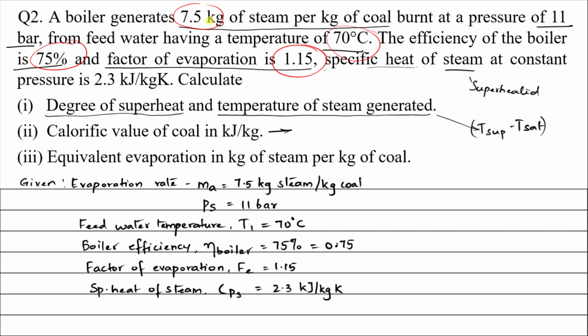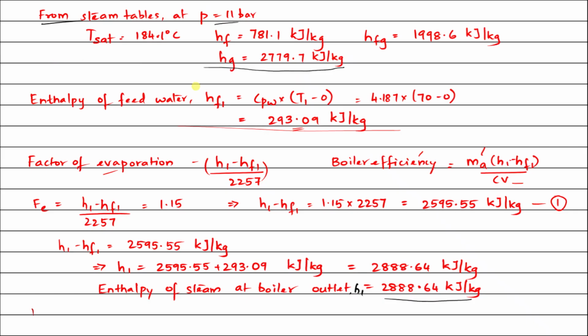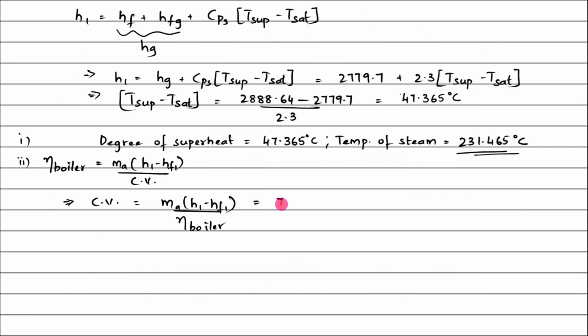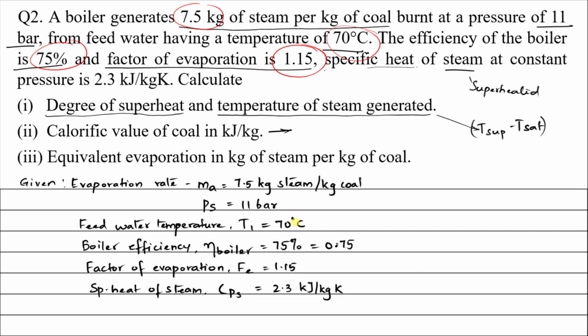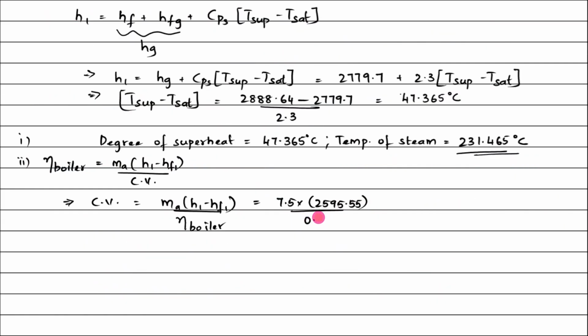At the start of the question, in the first line itself, I am given the evaporation rate, 7.5 kg steam per kg coal. Then the boiler efficiency is given as 75 percent. Then the H1 minus HF1 I have found out as 2595.55. So 7.5 into 2595.55 divided by the boiler efficiency, 75 percent, so divided by 0.75.